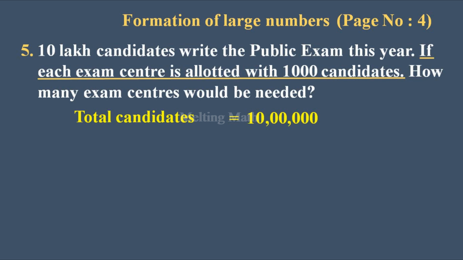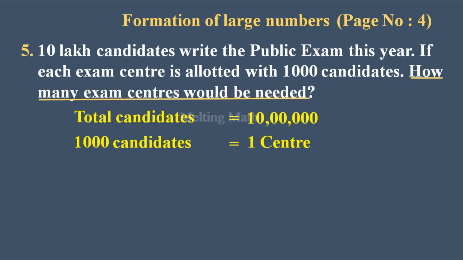Okay, from this question we have to write the data. Okay, so 1000 candidates are writing the exam in one center. Then the question for us is how many centers are needed for 10 lakh candidates? That is the question. So just write: 10 lakh candidates is equal to, first write the total number of candidates, that is 10 lakh. So how can you write 10 lakh? As I said, first write 10, then write 5 digits of 0 with it. It is 10 lakh. Okay, so that is the total number of candidates writing the exam this year. That is 10 lakh.